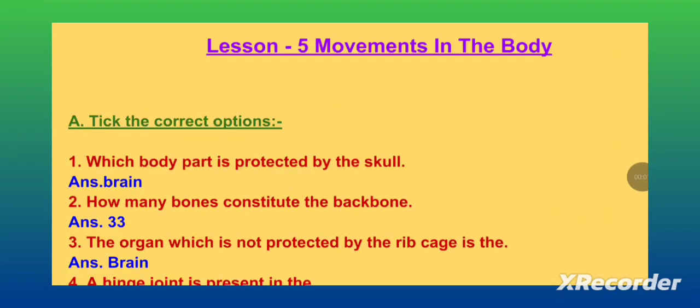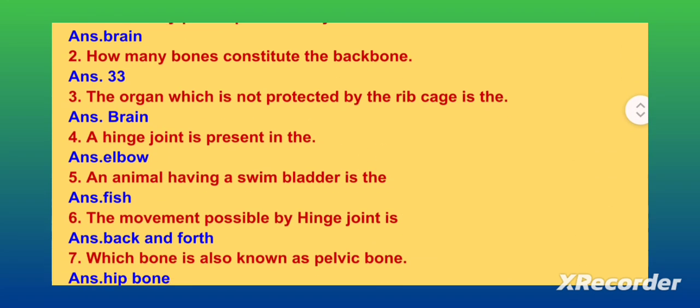Lesson 5, Movements in the Body. Question A, tick the correct options. Which body part is protected by the skull? Brain. How many bones constitute the backbone? 33. The organ which is not protected by the rib cage is the brain.